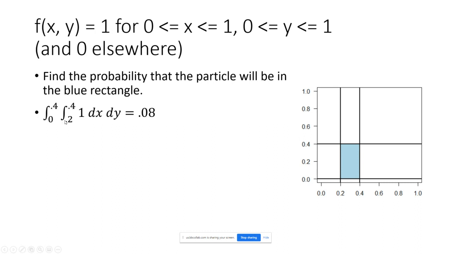All right, so we have a double integral of the density function, which was 1. We have dx dy for our differentials. And then our bounds of integration are the bounds of the region we're interested in. So x is going from 0.2 to 0.4, and y is going from 0 to 0.4.